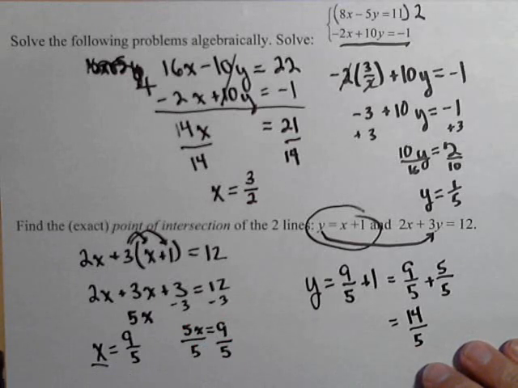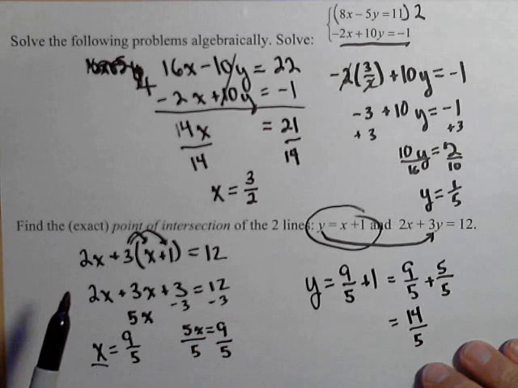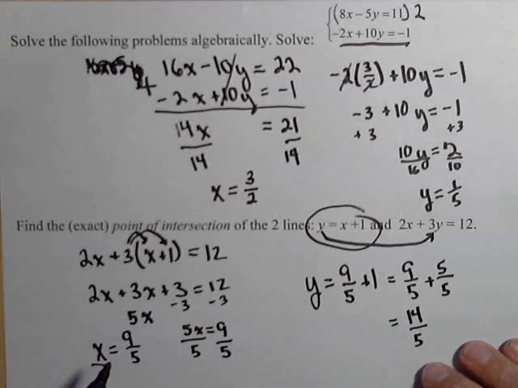A solution to a system of equations, linear equations, will always have two answers, an x coordinate and a y coordinate, or an input and output, we could think of it, because we're looking at a point of intersection.